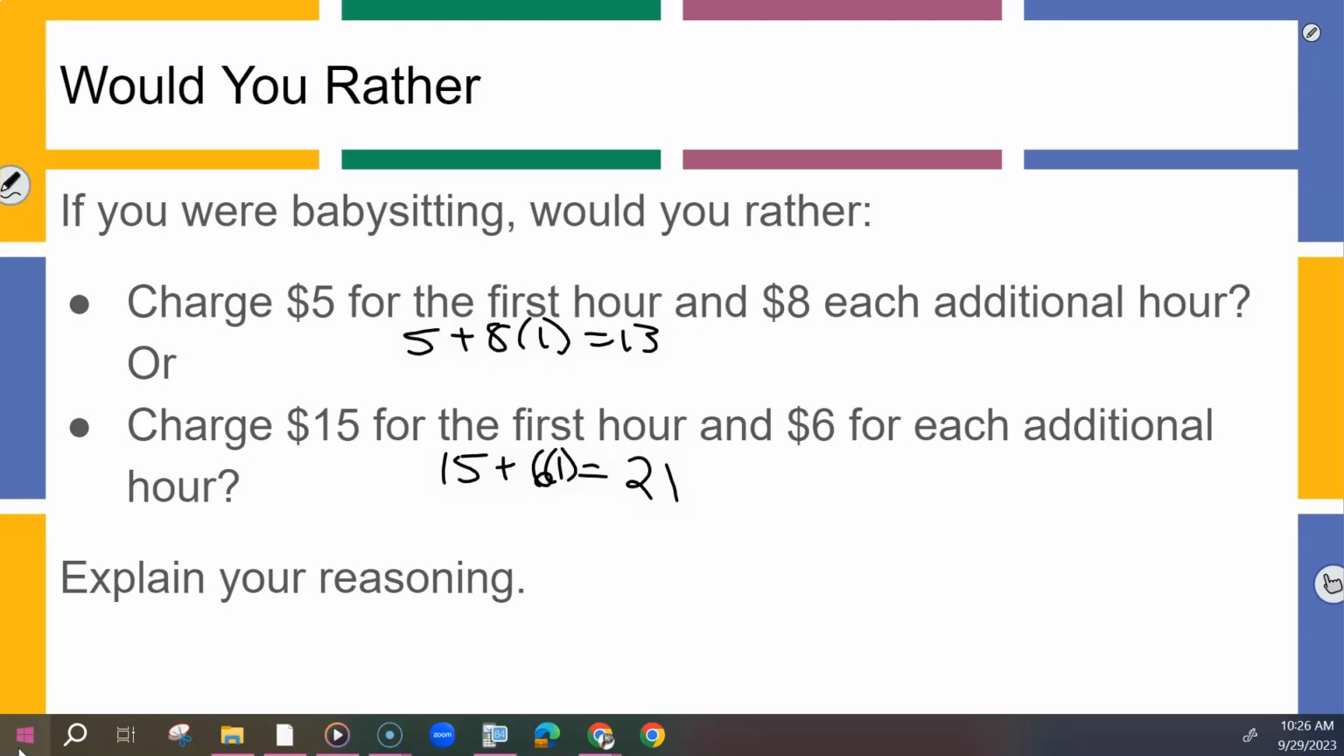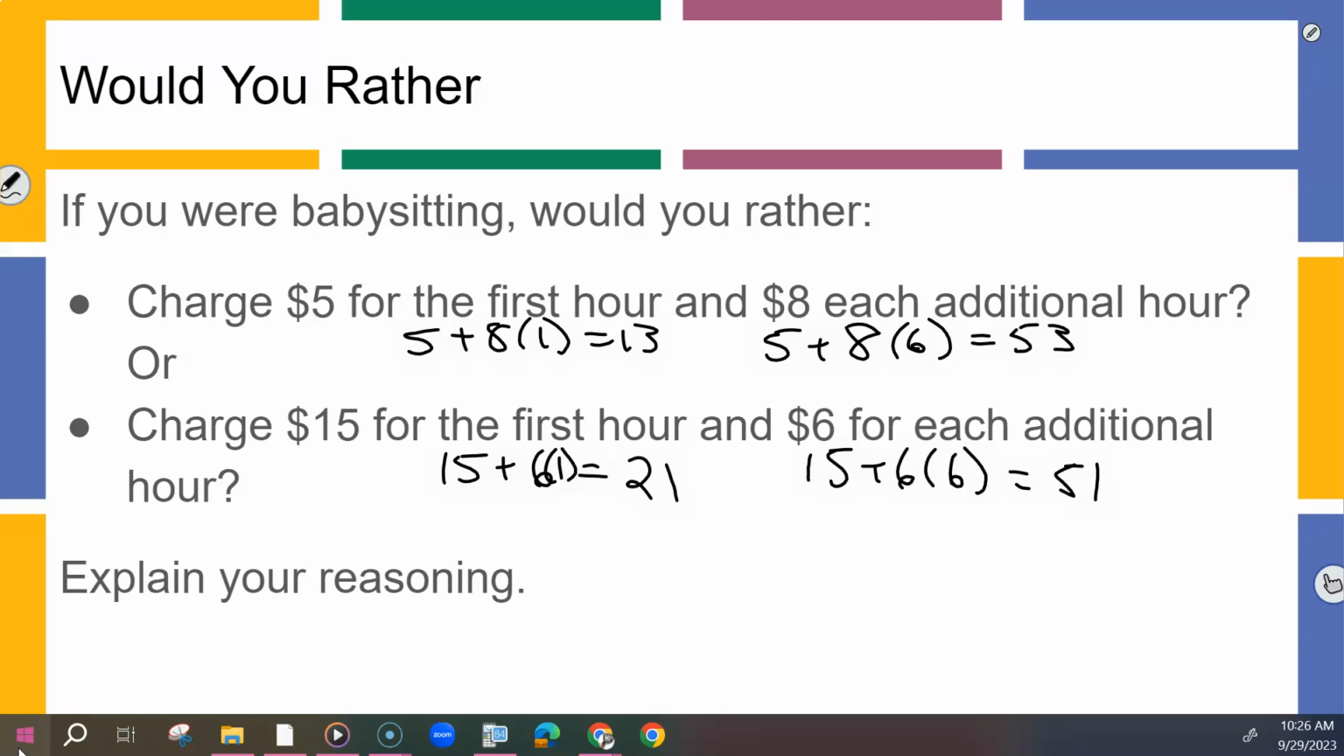Well, I babysit for an average of 6 hours. So, if you did the math, I would do the first one, because if you do the $5 plus the 8 times 6, you get $53. And for the second one, if you do the 15 plus 6 times 6, you get 51. So not only are you getting a better profit, but it would make them think that they're paying less when really they're paying more. Wait, do you have something different?